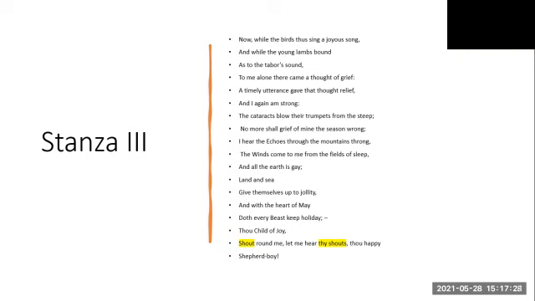Thou child of joy. See, the word joy is again repeated. He's addressing a child here. Notice the adult who lost the feeling of his childhood is addressing a child here, and he calls him the child of joy. Shout round me, let me hear thy shouts, thou happy shepherd boy. So the child of joy is a shepherd boy, a boy who is taking care of those lambs.